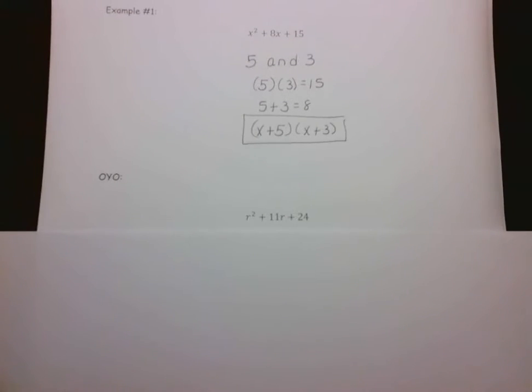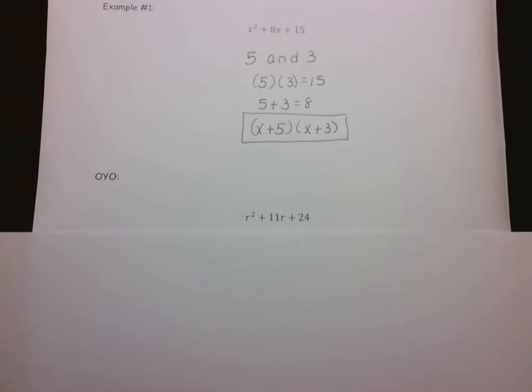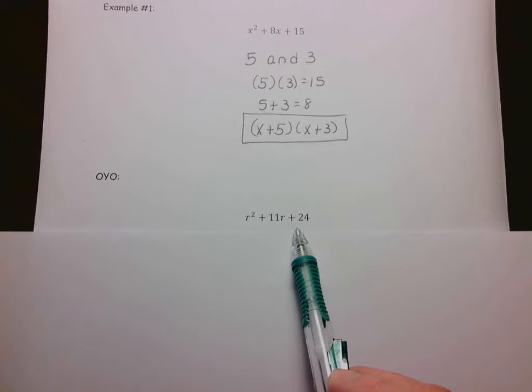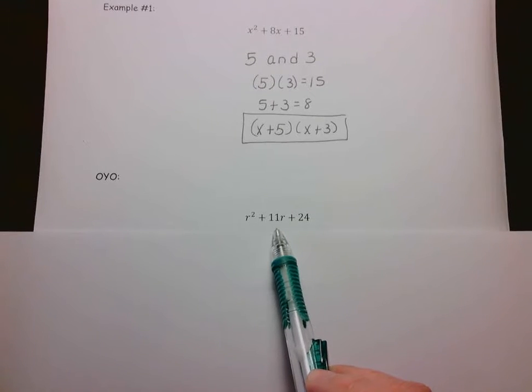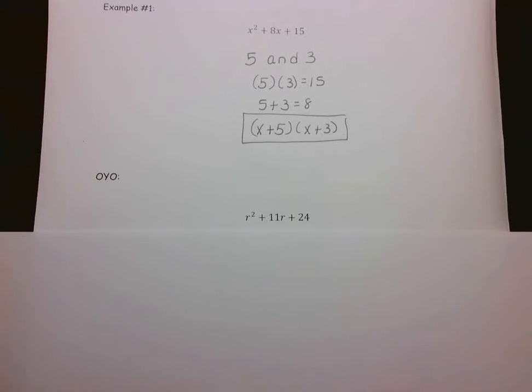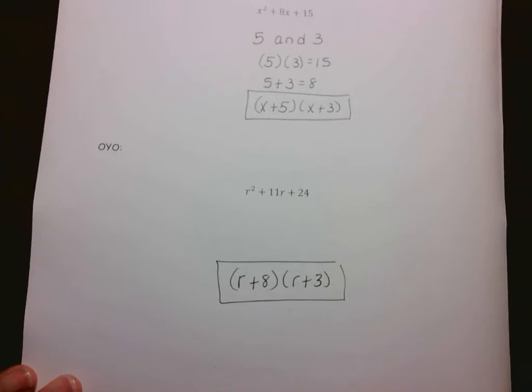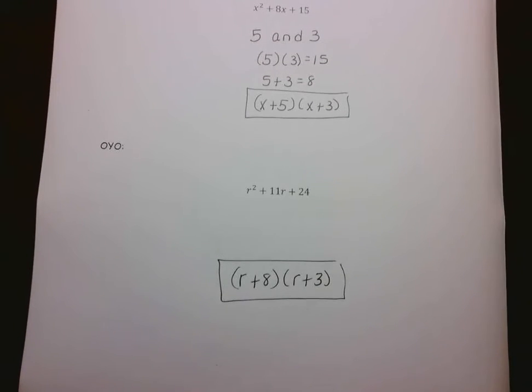So go ahead and hit pause and work on this on your own. And remember what the question is. You're asking yourself, what are the factors of positive 24 that add up to positive 11? And here's the answer.